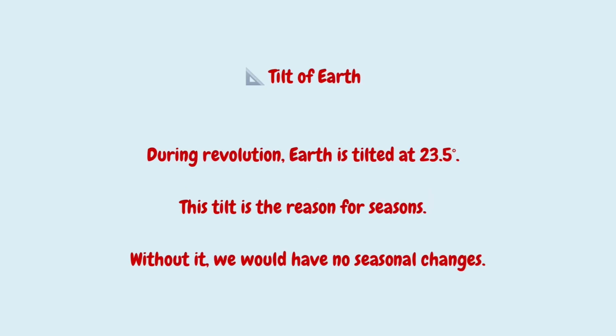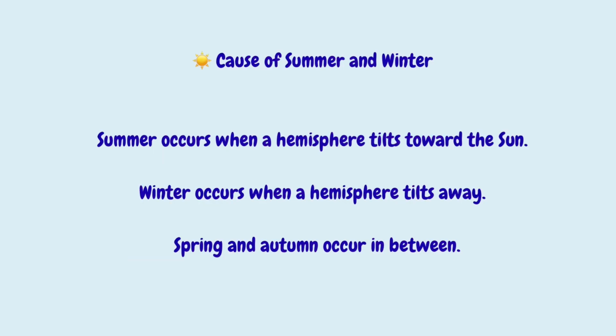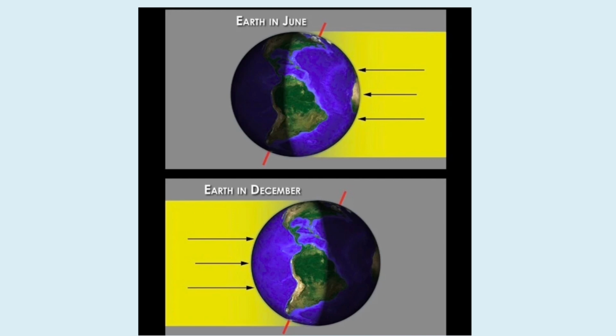Now we will talk about the tilt of the earth. During the revolution, earth is tilted at 23.5 degrees. This tilt is the reason for seasons. Without it, we would have no seasonal changes. Now, what is the cause of summer and winter? Summer occurs when a hemisphere tilts toward the sun. Winter occurs when a hemisphere tilts away. Spring and autumn occur in between.